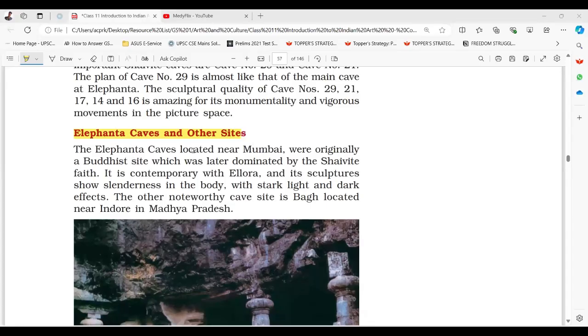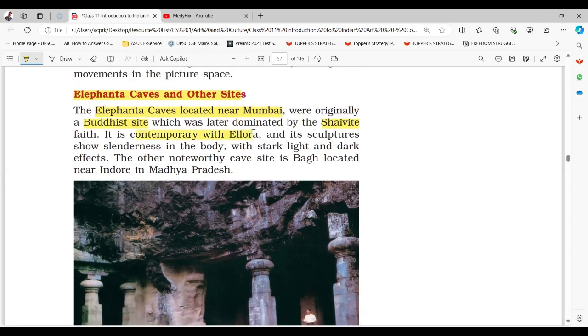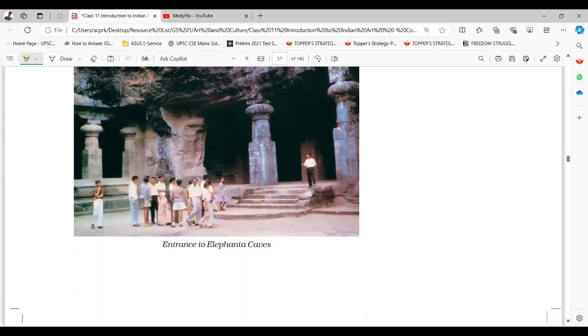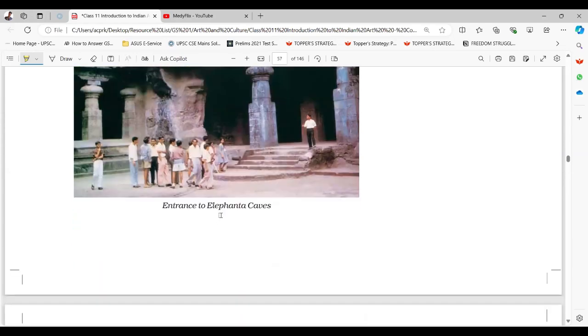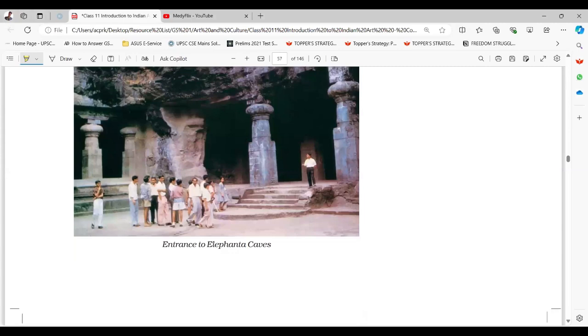Elephanta caves and other sites. The Elephanta caves located near Mumbai were originally a Buddhist site which was later dominated by the Shaivite faith. It is contemporary with Ellora and its sculpture shows slenderness in the body with stark light and dark effects. The other noteworthy cave site is Bagh, located near Indore in Madhya Pradesh. Here you can see the entrance to Elephanta caves.